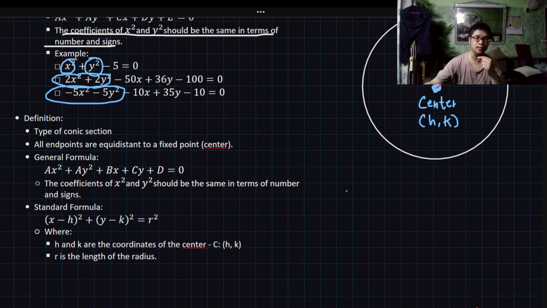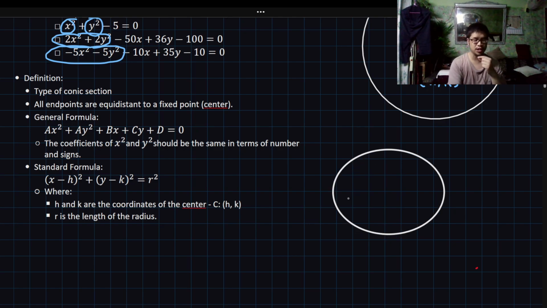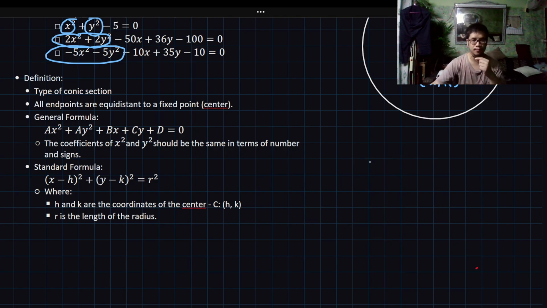What does it mean? What I mean by equidistant to a fixed point is like this. We have a circle here. Oh no, that's not a circle. That's an oblong shape.